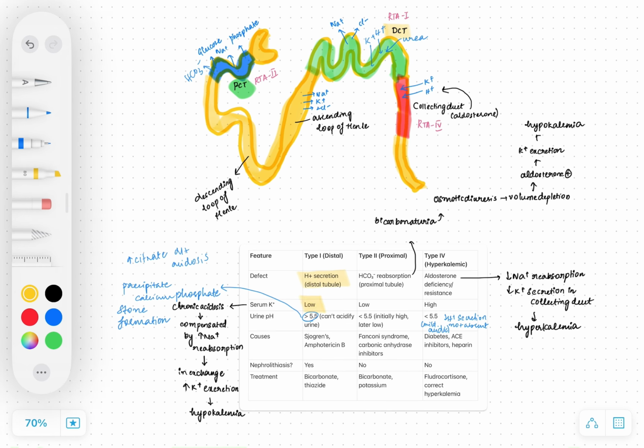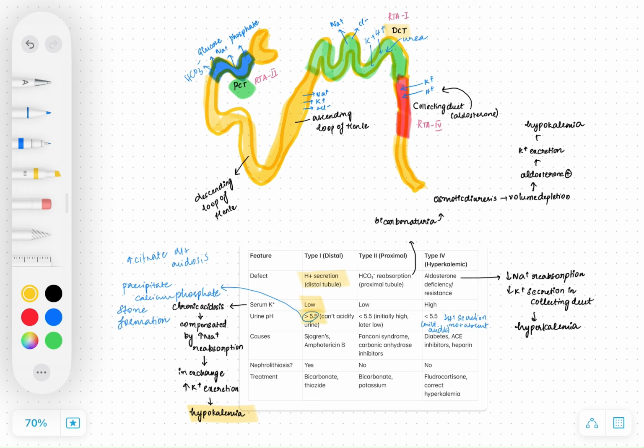And since there is no H plus secretion into the distal convoluted tubule, the urine cannot be acidified. So there will be an alkaline pH of the urine. This alkaline pH will increase the precipitation of calcium phosphate stone formation. This is also increased by the increase in citrate due to acidosis. Because of this acidosis, there will be an increase in the citrate, and this will precipitate calcium phosphate stone formation because of this high pH.